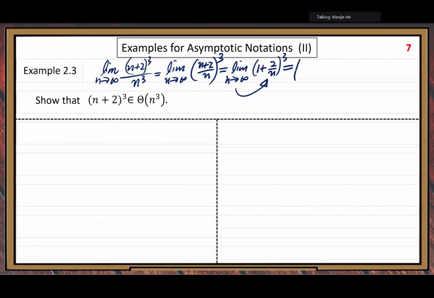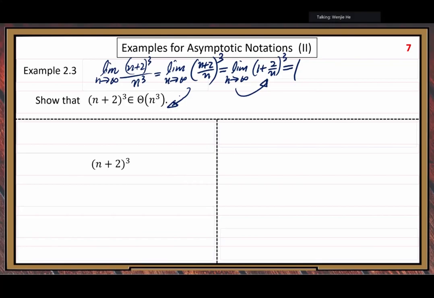It's a positive constant. The limit of the ratio being a positive constant tells us this big theta relationship. So that's the limit way. The next one, the definition way: upper bound, lower bound.